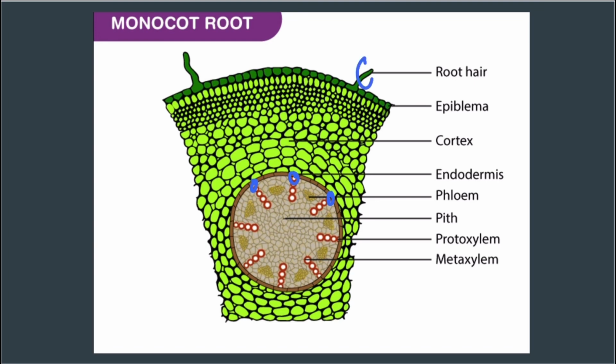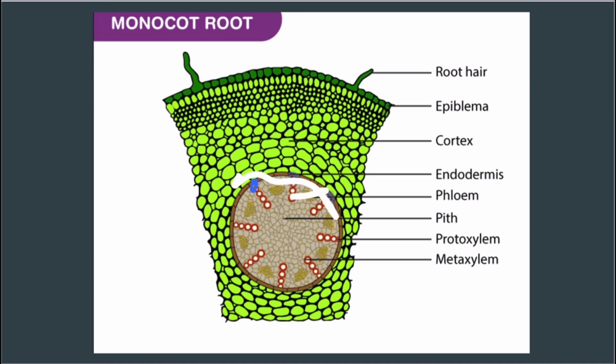are the root hairs, which are almost like straw structures. They're small, hair-like extensions that emerge from the root epidermis, increasing the surface area for water and nutrient absorption from the soil. The next thing that we are going to look at is the epiblema, which is also known as the epidermis of the monocot root. It's the outermost layer, provides protection, and also helps in absorbing water and minerals.